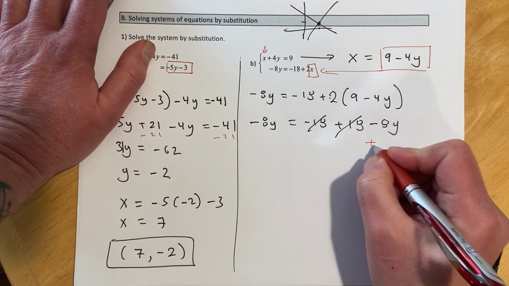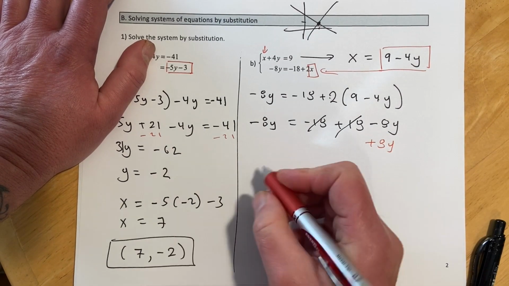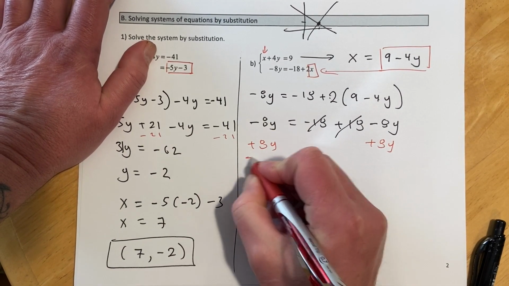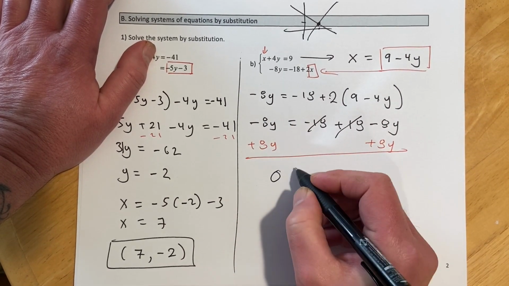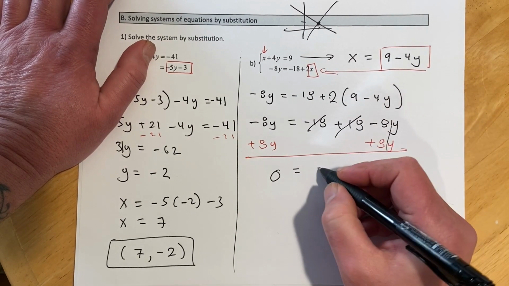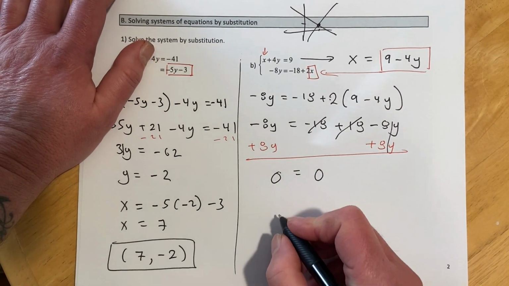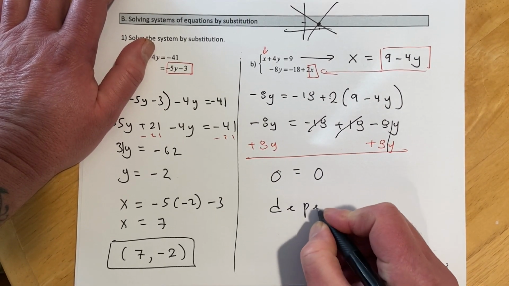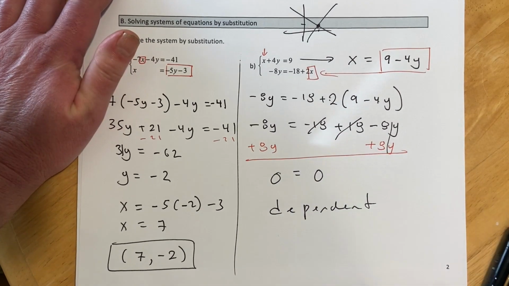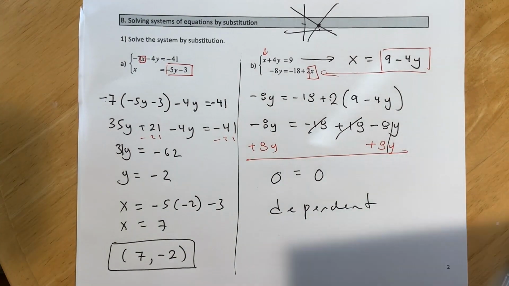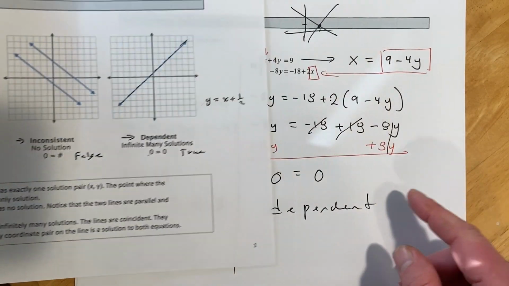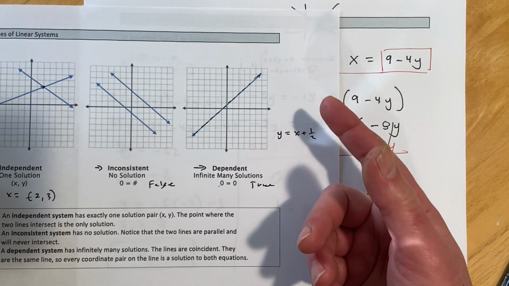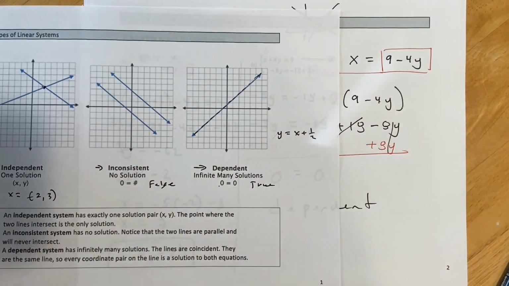And then if I add this 8y over to get my y's on one side, you can see what's going to happen. Minus 8 plus 8 is 0. And now there's nothing left on this side. So this is going to be one of those dependent systems. And remember, that was in the last video where we got 0 equals 0. So that's where they have infinitely many solutions, and the system is dependent.